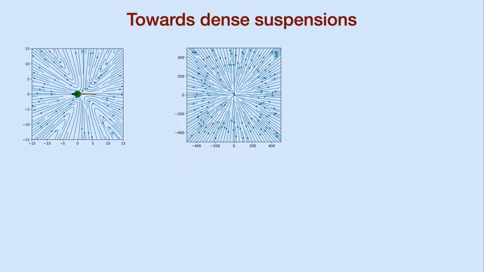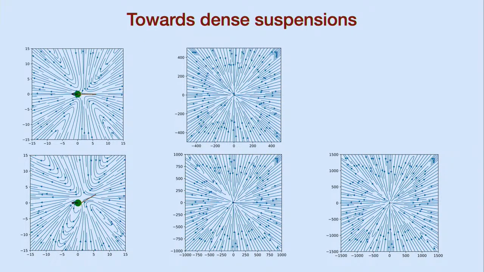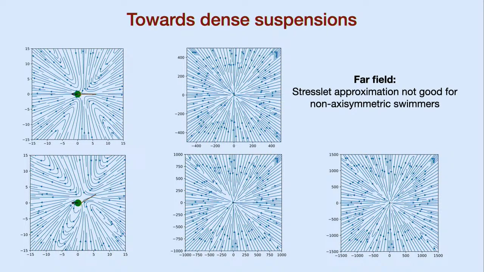However, now look at the situation where the swimmer is non-axisymmetric. This is at -1000 to +1000, even further, and at -1500 you can see that the swirling is still there. That means that if you want to capture the collective dynamics of these objects at that length scale, stressless is not enough. The stressless approximation is not good for non-axisymmetric swimmers.